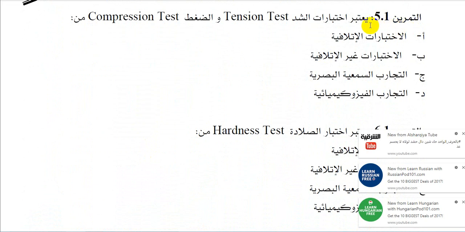The exercise 1.5, or the exercise 1 actually, right in front of you. The tensile test and the compression test are considered structure tests, or visual auditory tests, or physiochemical trials.